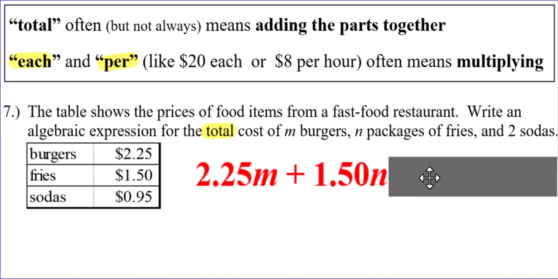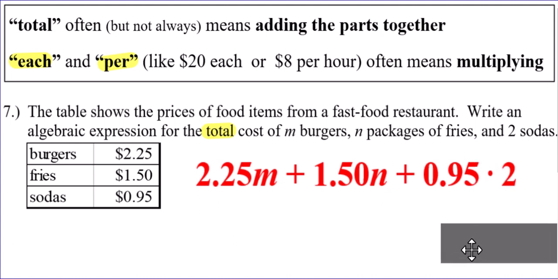And finally, 2 sodas. Okay, this time it's not a variable for the number of sodas. Instead, it's exactly 2. So we're going to take the price of the sodas, 95 cents, times 2. Now, if you want to write that as $1.90, because that's what 95 cents times 2 is, fine.